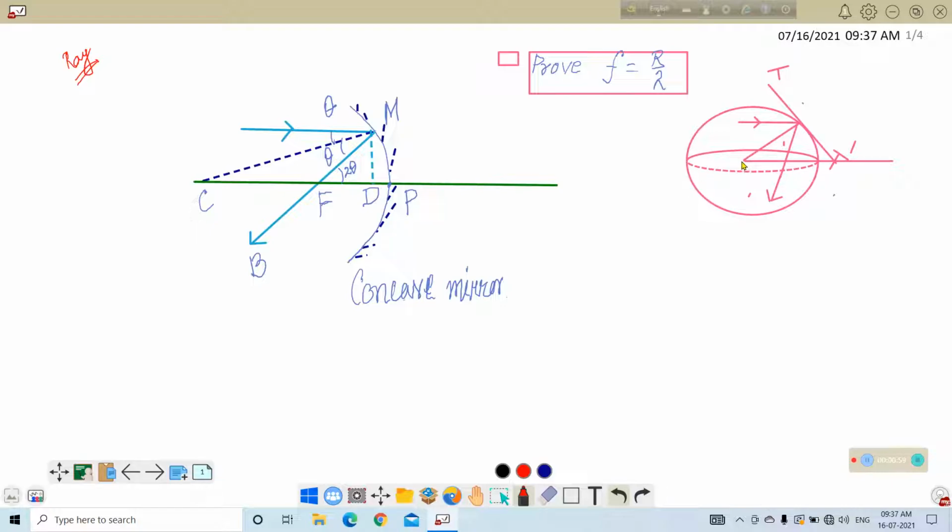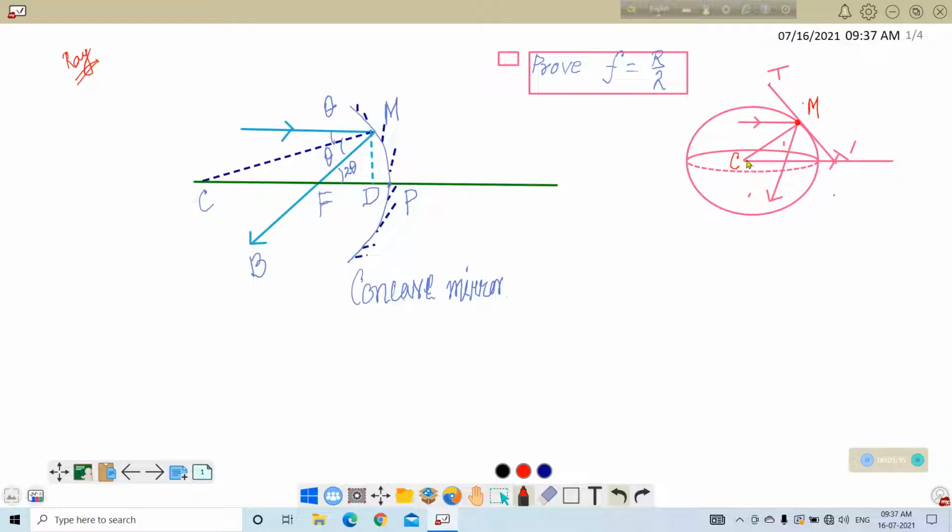Suppose this is a center of this spherical body. Actually, this is spherical body. Okay. So center of the spherical body, we have taken a cross section here. This is another cross section. T prime, particularly this line, T prime is a tangent at point M. So this point is M.